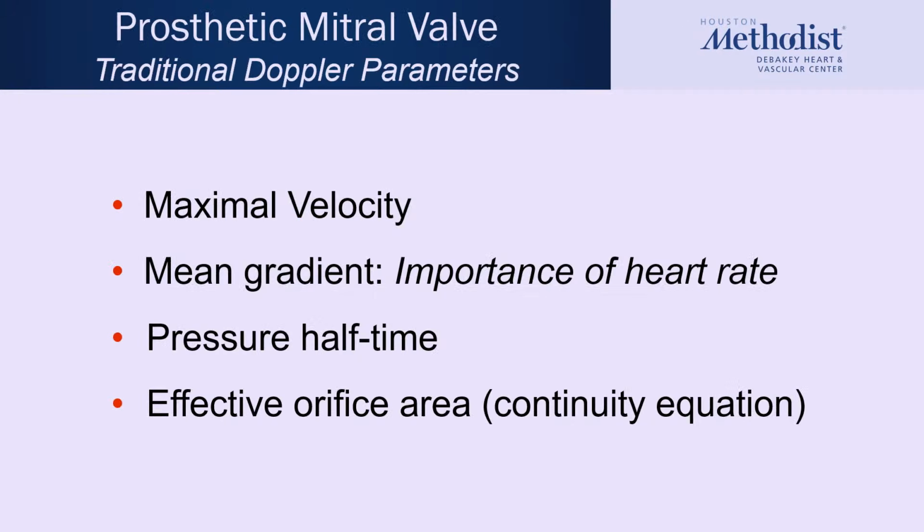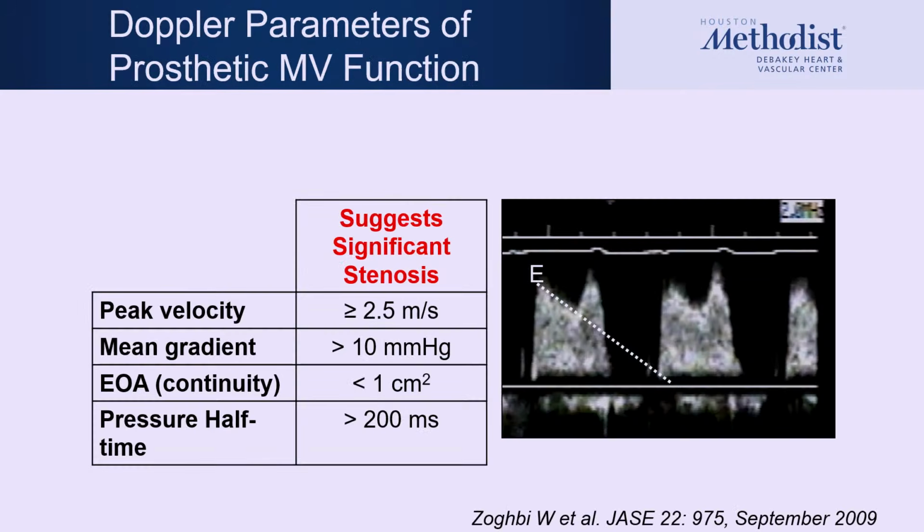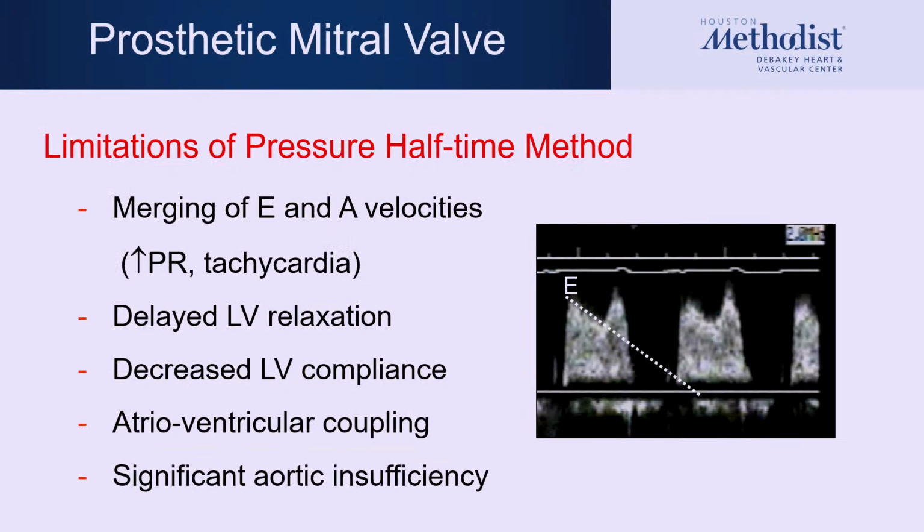So these are the parameters that we use: maximal velocity, mean gradient, importance of heart rate. So always in your reports, make sure that you report what the heart rate is for these particular measurements: pressure half time and effective orifice area using the continuity equation. Parameters that suggest significant stenosis are peak velocity greater than 2.5, mean gradient greater than 10, effective orifice area less than 1, and certainly a long pressure half time.